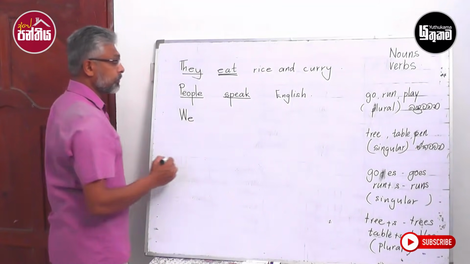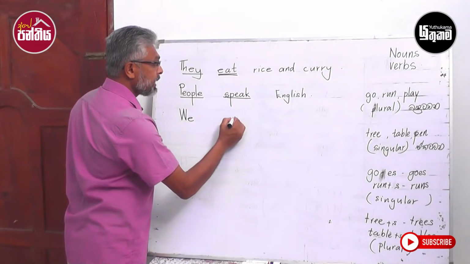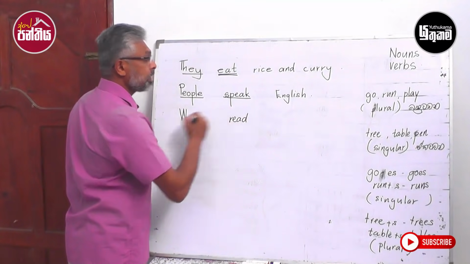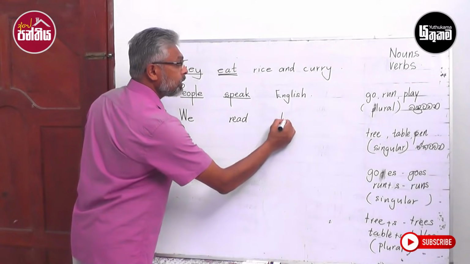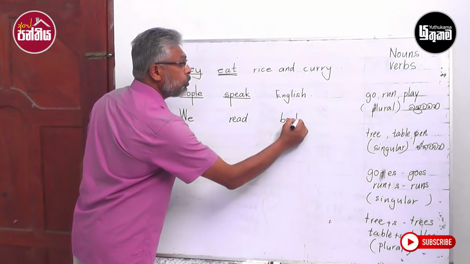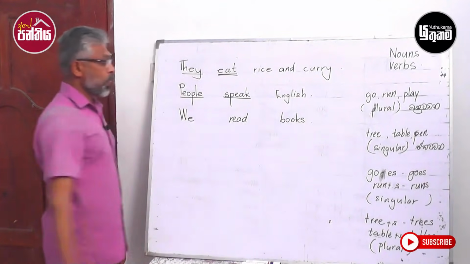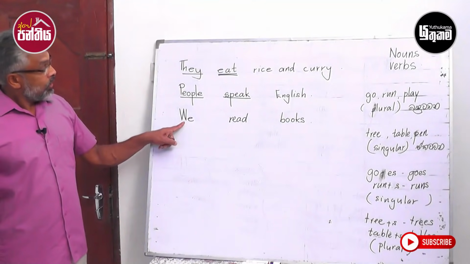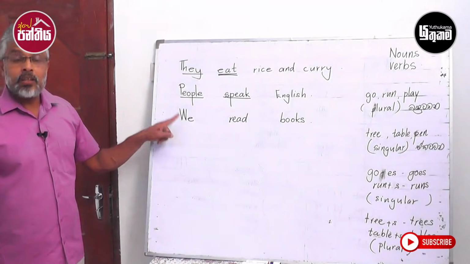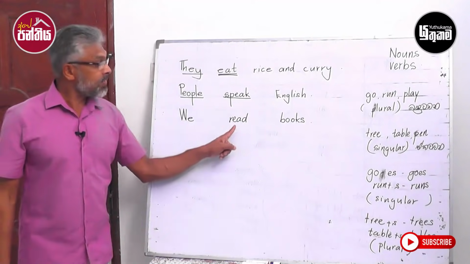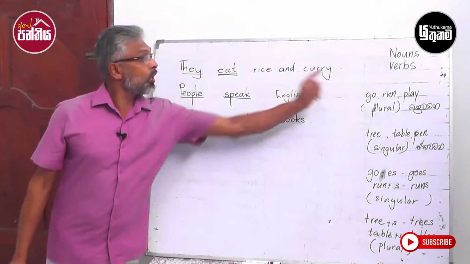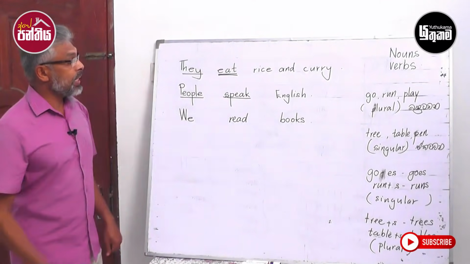Look at this sentence. We read books. Look at this one. We, again plural, and read, plural verb. We read books.